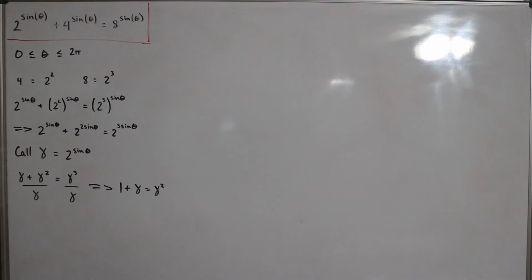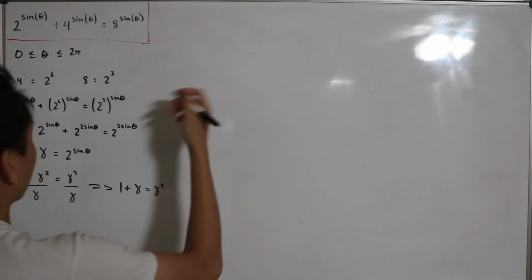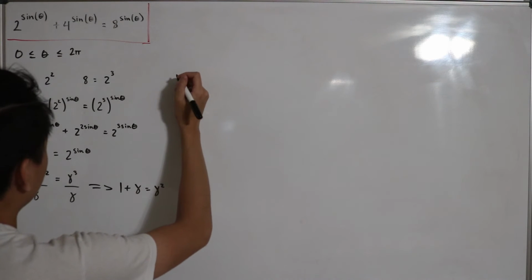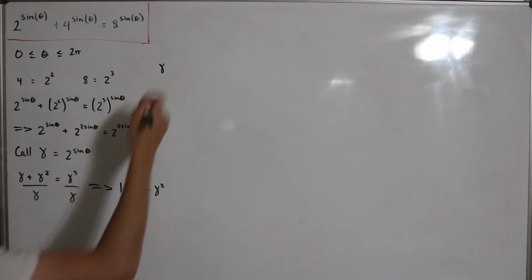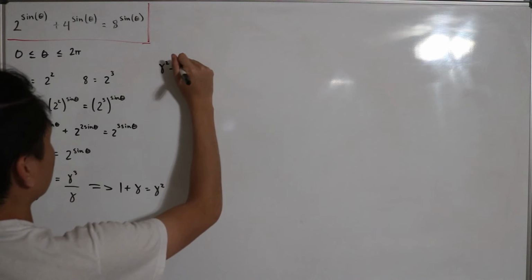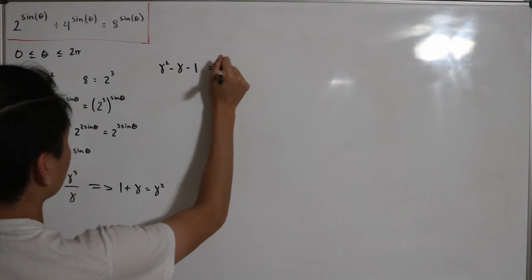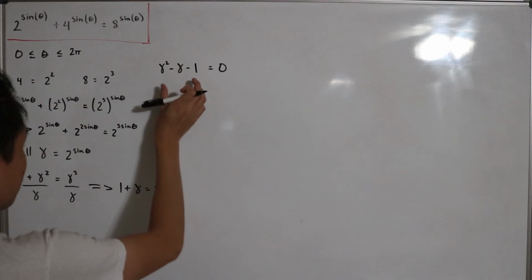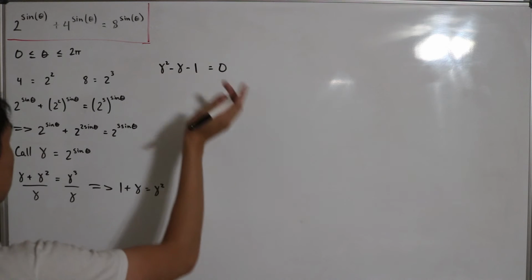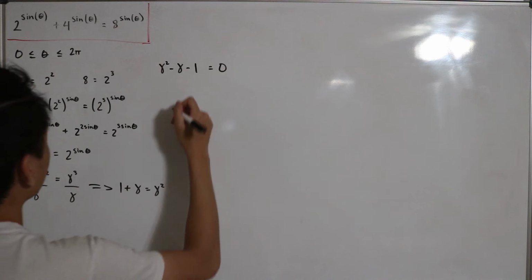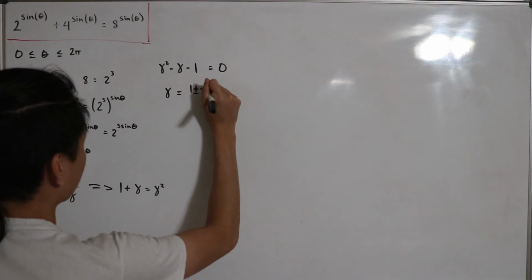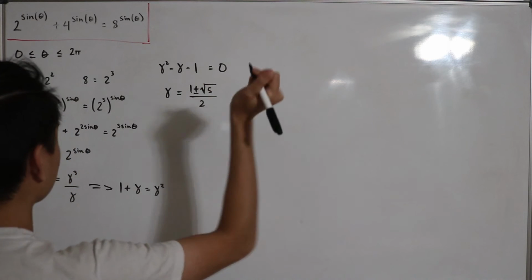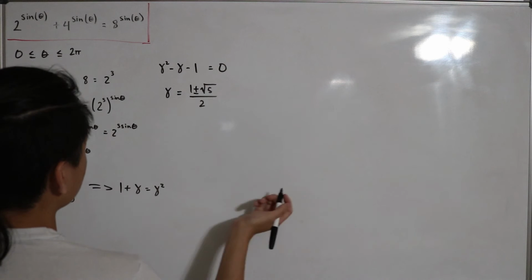What I can do from here is solve for our values of gamma, so I'll write this in the form of a quadratic polynomial. If I set everything equal to 0, I'll have gamma squared minus gamma minus 1 equals 0. This is a very familiar polynomial, because if you solve for gamma using the quadratic formula, you'll get that gamma is equal to 1 plus or minus the square root of 5, divided by 2. So we have two different values of gamma.